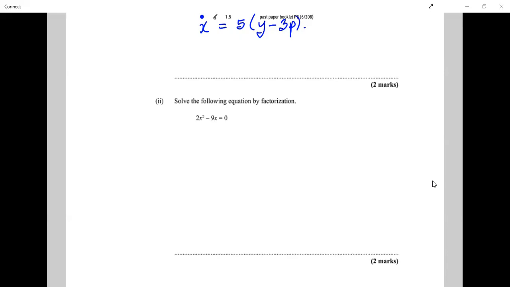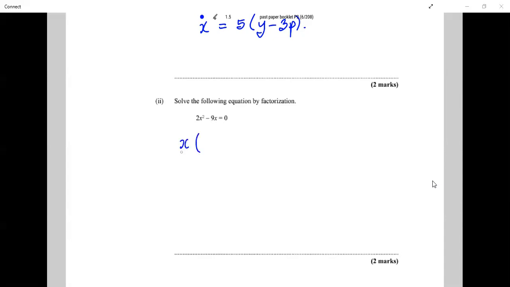2x squared minus 9x is equal to 0. I could use either the method of factorization or the quadratic formula, but we are being told specifically here to solve by factorization. This is very easy to factorize. First of all, the first step in all factorization is to see if there is a common factor. The thing that is common to 2x squared and 9x is x. So I'm going to put x outside the bracket.